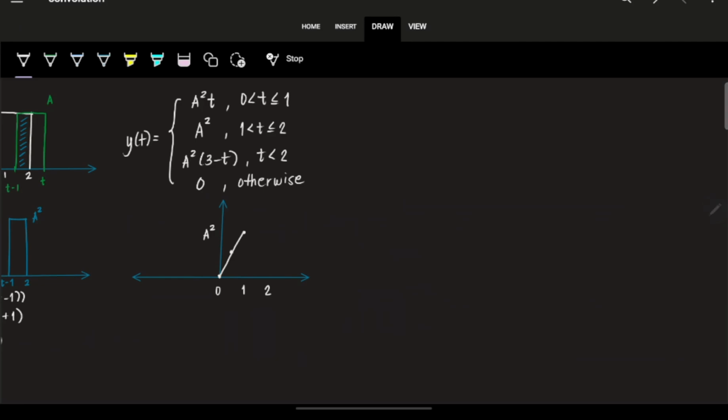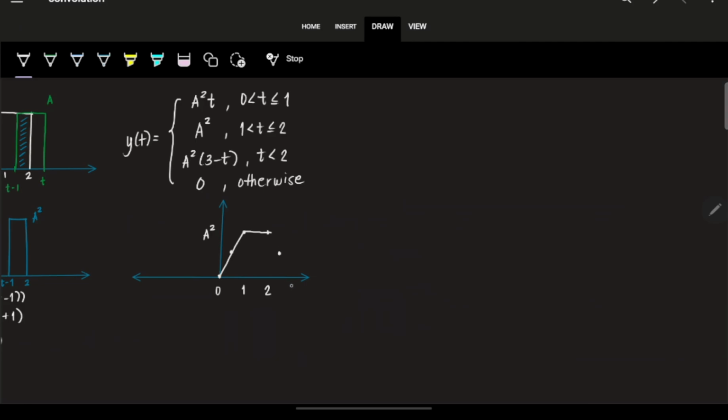Now, let's go to 1 and 2. So a squared is constant. Hindi siya nagbabago between 1 and 2. So straight line lang. That defines a squared. Then pagdating natin kay 2, mag-i-scale na yan. Let's say 2.5 muna. 3 minus 2.5 is 0.5, a squared times 0.5 is a squared over 2. So mangangalahati yung signal natin.